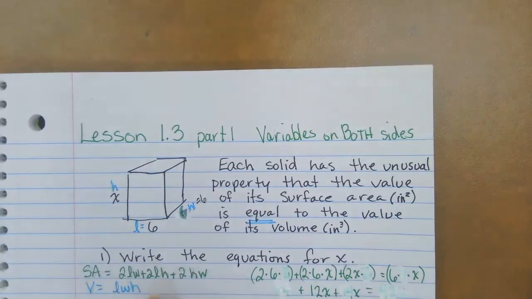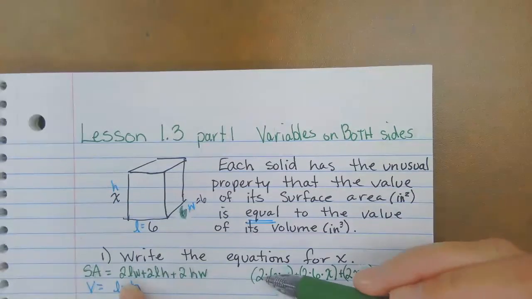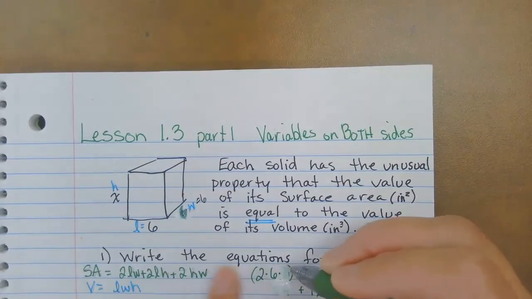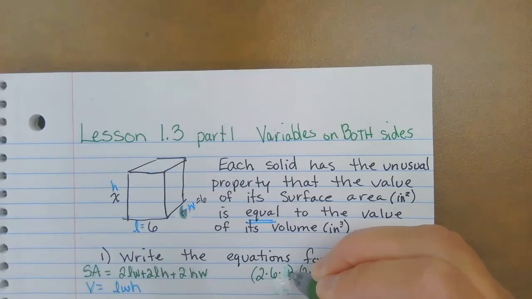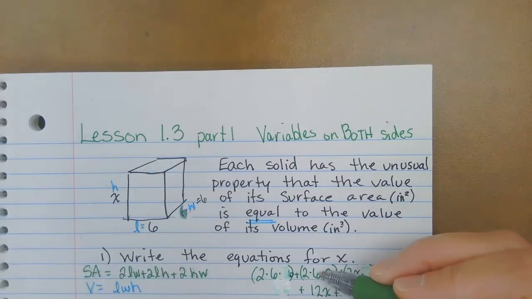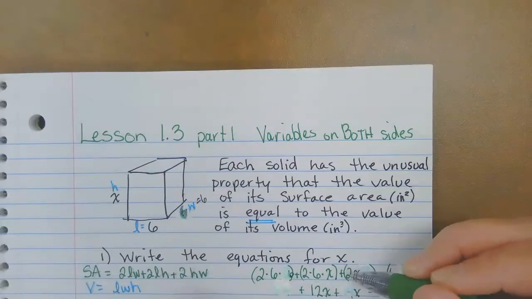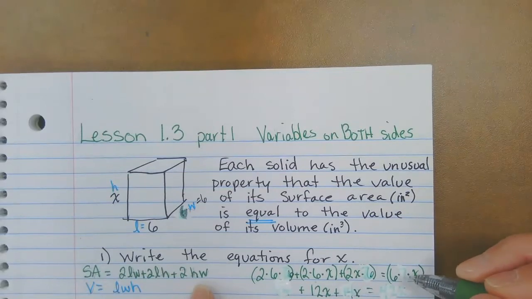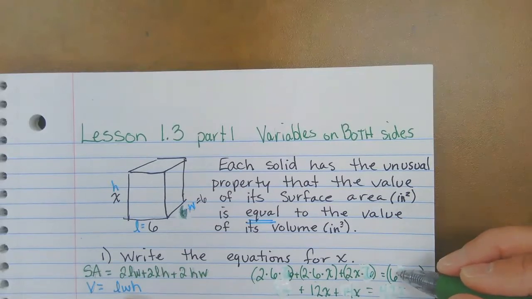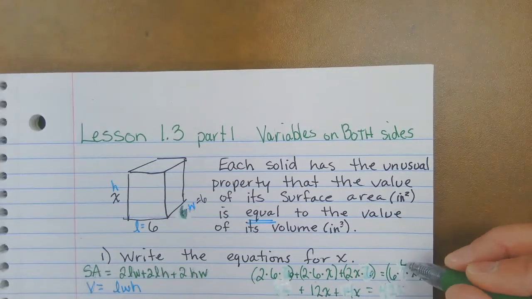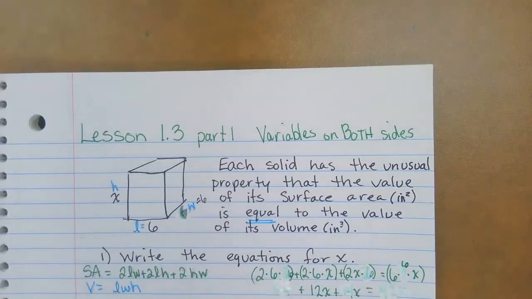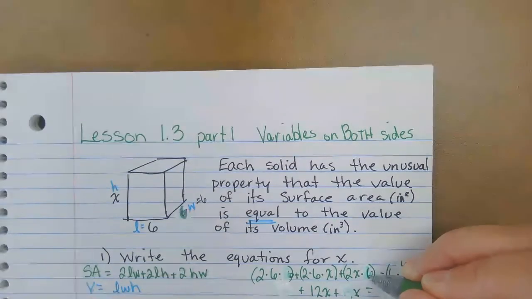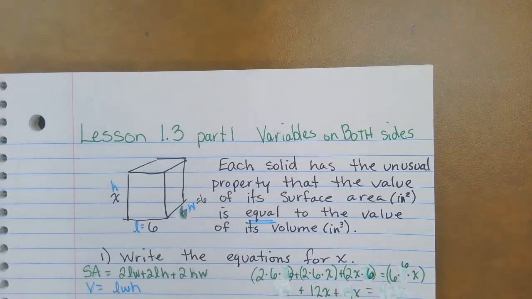We're going to substitute these in, so it's going to be 2 times 6 times 6, plus 2 times 6 times x, plus 2 times x times 6, because the width is 6. And then that's going to equal the volume, which is 6 times 6 times x. I'm sorry, that's not necessarily working very well here. There we go, and 6.